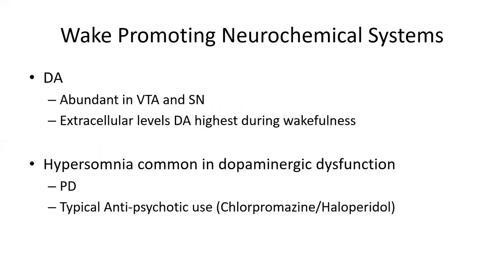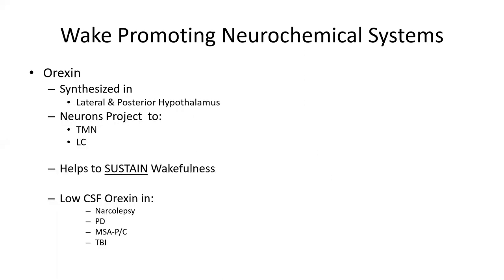So dopamine is abundant in the ventral tegmental area as well as the substantia nigra. And the extracellular levels of dopamine are highest during wakefulness. And we encounter folks who are sleepy and have dopaminergic dysfunction, certainly in the clinic. So individuals with Parkinson's disease will often become sleepy. And individuals who utilize typical antipsychotics that block dopamine, so things like haloperidol and chlorpromazine, will also engender somnolence.